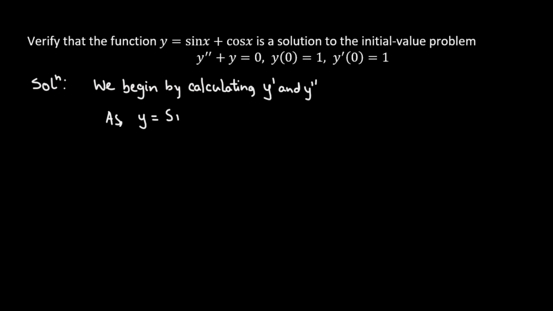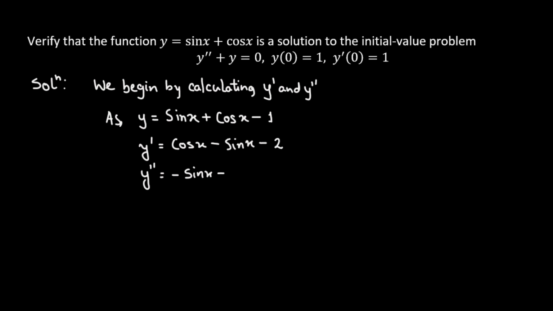As y equals sin x plus cosine x, equation number 1, we differentiate equation 1 on both sides with respect to x, and that gives us the derivative of y with respect to x equals cosine x, which is the derivative of the sine function, minus sin x, which is the derivative of the cosine function, equation number 2. We now differentiate equation 2 with respect to x, and that gives us the second derivative of y with respect to x equals the derivative of the cosine function, which is negative sin x, minus the derivative of the sine function, which is cosine x, equation number 3.